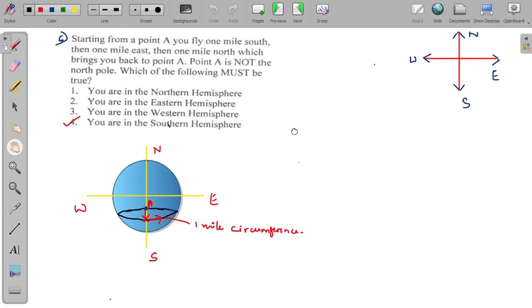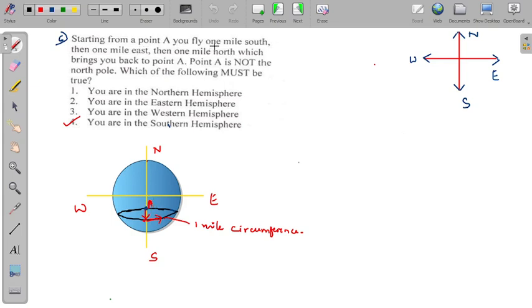Now starting from a point A, you fly 1 mile south, then 1 mile east, then 1 mile north, which brings you back to the point A. Point A is not the North Pole. Which of the following must be true? So I have considered this diagram, that is this is Earth. These are the directions, east, west, north and south. Starting from a point A. So what I do is, you are in northern hemisphere, eastern hemisphere, western hemisphere, southern hemisphere. So let me consider a point which is in southern hemisphere. That point I had named it as A.